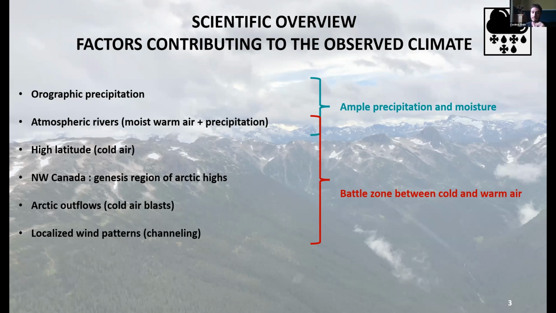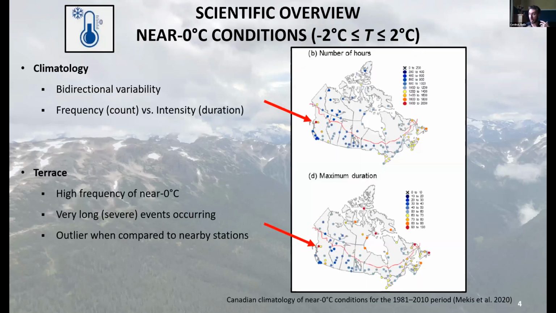So talking about the 0-degree isotherm or near zero conditions, which are defined as any temperature between -2 degrees Celsius and 2 degrees Celsius. Eva Mekis and her team did a study, a climatology of these conditions throughout Canada using a station-based climatology. So we have a north-south and east-west variability due to radiative budget and continentality. But they used the Terrace station, which is highlighted here with the red arrow in their study.